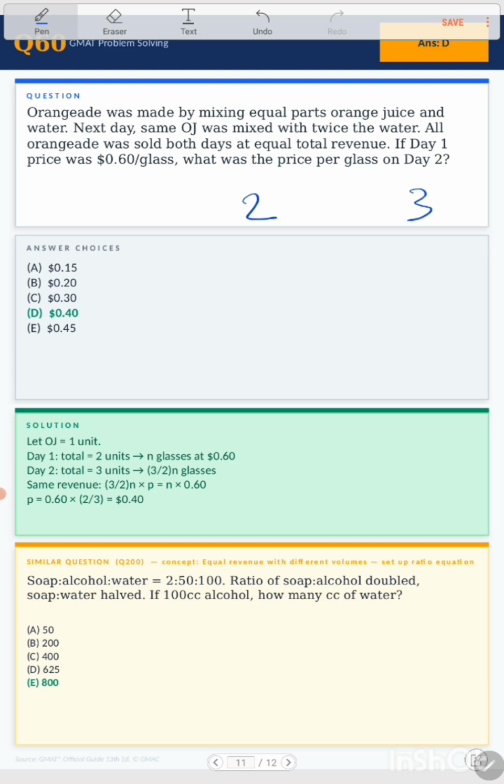How do we get 0.6? There are 2 parts here, and there are 3 parts here. So the revenue, if the one price was 0.6 per glass, the first day revenue is 2 times 0.6, and the second day revenue will be 3 times y. This should be equal. So 2 times 0.6, that is 1.2, divided by 3, which is 0.4.